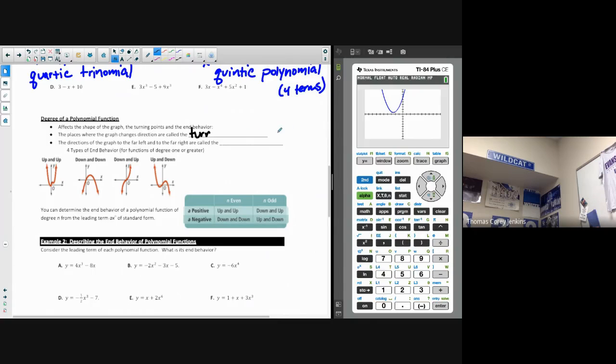So that could be singular or plural. And a parabola, which I just happen to have one right there, has one turning point, right? So the vertex happens to be the turning point on a parabola. The directions of the graph to the far left and to the far right are called the end behaviors, or end behavior.